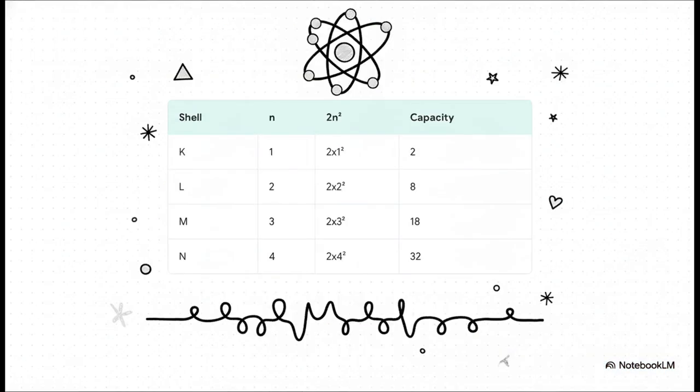Read through this table with me, step by step. For the first shell, the K shell, n is 1. So 2 times 1 squared gives us a capacity of 2 electrons. For the L shell, n is 2. 2 times 2 squared gives us 8. For the M shell, n is 3, giving us 18. And for the N shell, n is 4, which gives a maximum capacity of 32 electrons. It's just a beautiful mathematical progression.